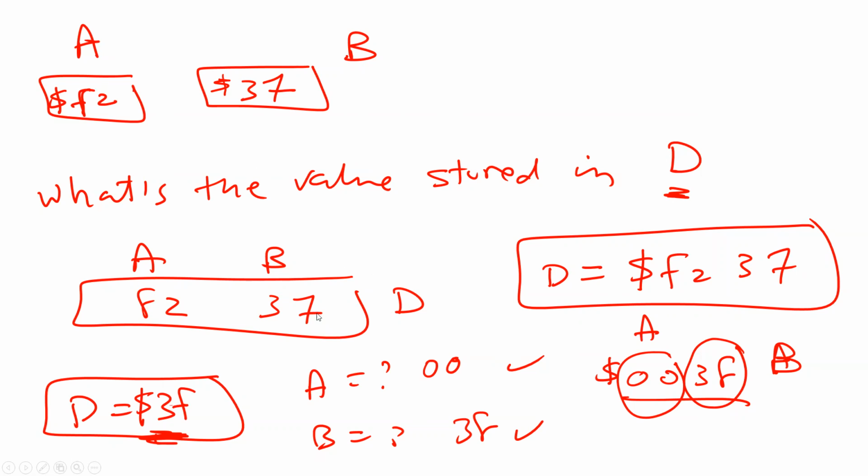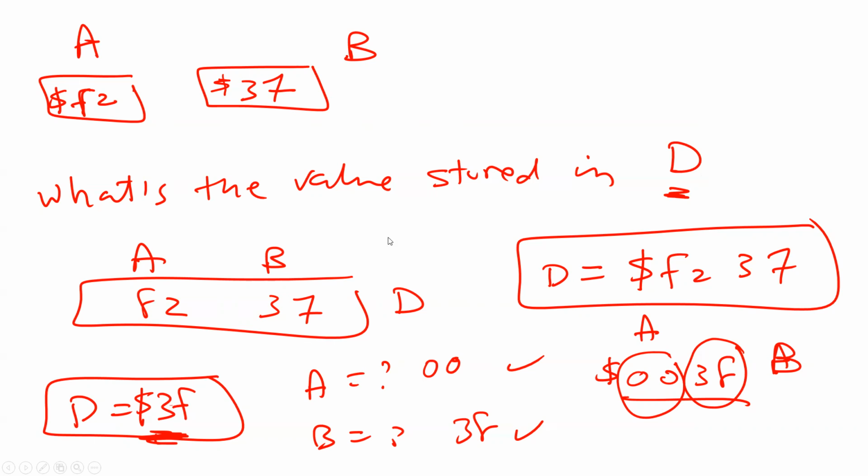Actually, register D is just the concatenation of B and A. B should come first, as the least significant byte, and A should be the most significant byte. That means register D should store F2 37. Is that okay? So if you need two bytes, you have two bytes, A and B. If you need a word, you can concatenate A and B together, and that's what we call register D. Is that okay?